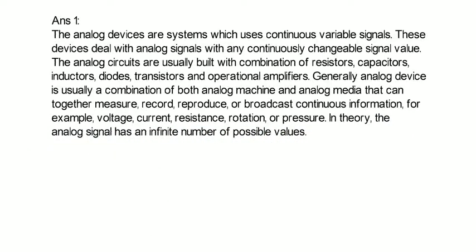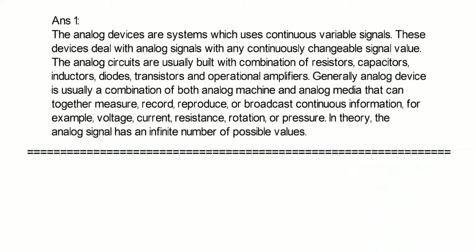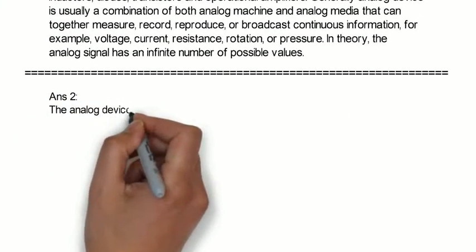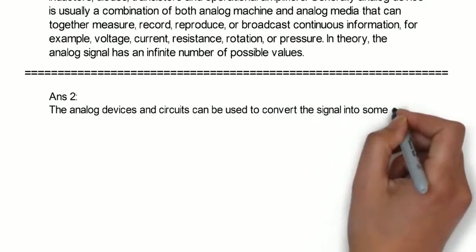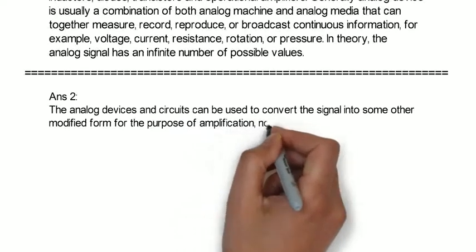Now we will study the second question. What are its roles? The analog devices and circuits can be used to convert the signal into some other modified form for the purpose of amplification, noise, and distortion removal.